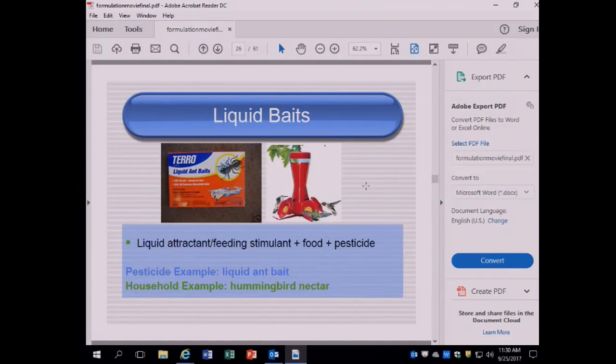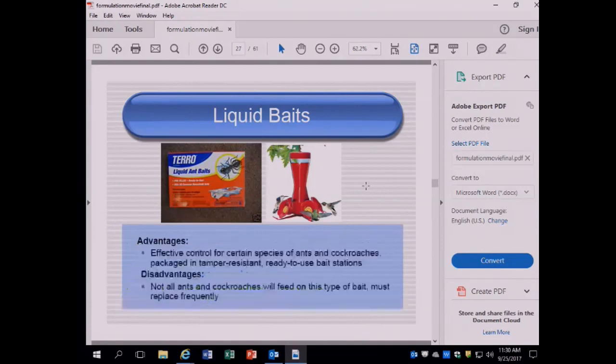That's just an example. It's an attractant. That's a liquid bait. We don't have many liquid baits. We've got several others, but we don't have many liquid ones. It says they're effective to control certain species of ants and cockroaches. Ready-to-use bait stations are quite apt. Disadvantages: not all ants and cockroaches will feed on this type of bait, and it must be replaced frequently.